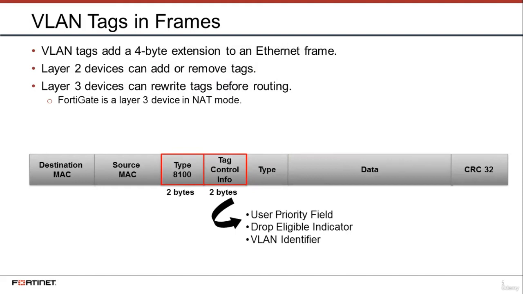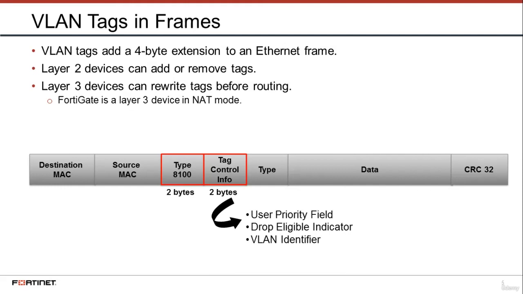An OSI layer 2 device such as a switch can add or remove these tags from Ethernet frames, but it cannot change them. A layer 3 device such as a router or a FortiGate can change the VLAN tag before proceeding to route the packet. In this way, they can route traffic between VLANs.